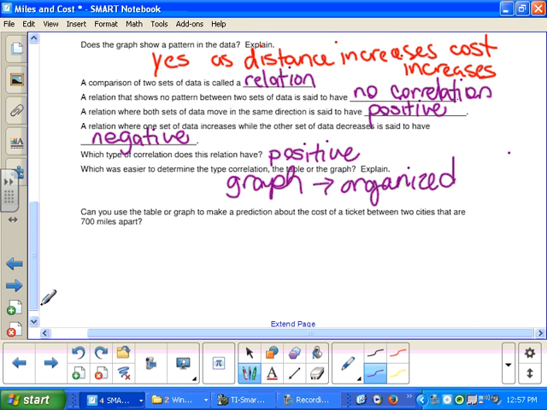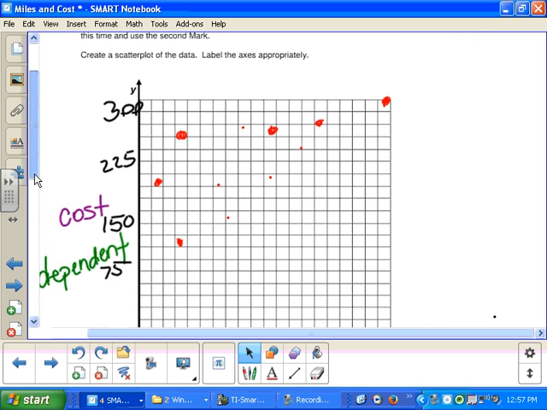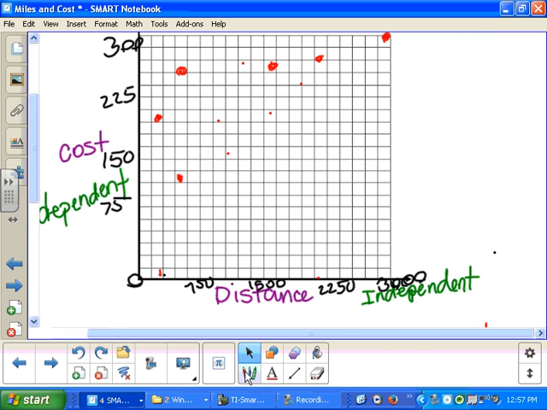Then it wants to know, can you use the table or graph to make a prediction about the cost between two cities that are 700 miles apart? What do you think? We're talking about 700 miles apart. Can I predict what it would cost? Yeah, I could say it's going to be somewhere around 180, something like that, 175, 180. We're going to look at this in the calculator tomorrow and we'll see a little bit more exact.